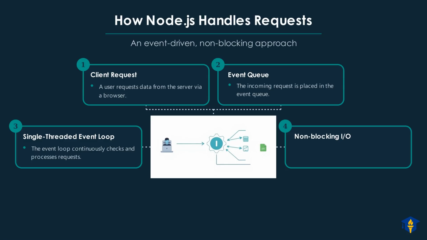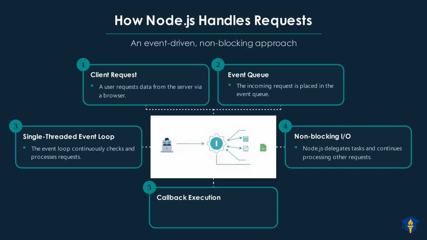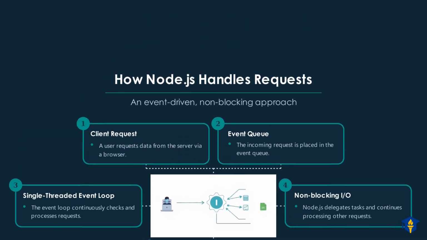With non-blocking I/O, Node.js delegates time-consuming tasks, like database queries, to worker threads, allowing it to continue processing other requests concurrently. Finally, once the delegated tasks are complete, associated callback functions execute, compiling and sending the appropriate response back to the client.